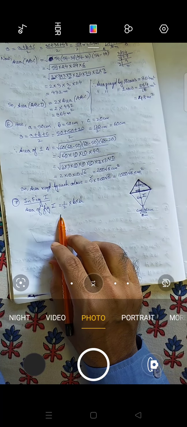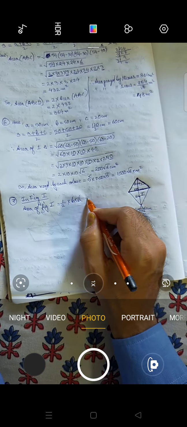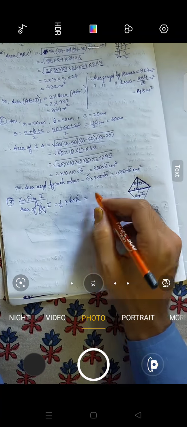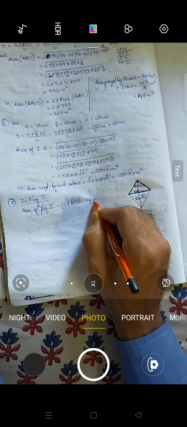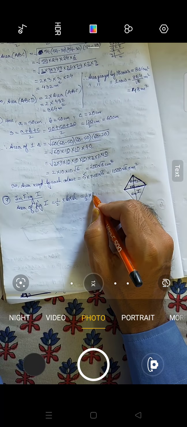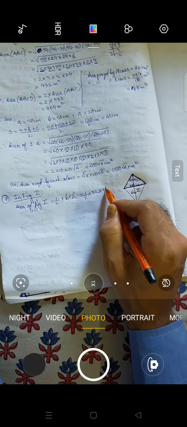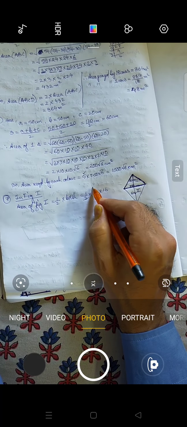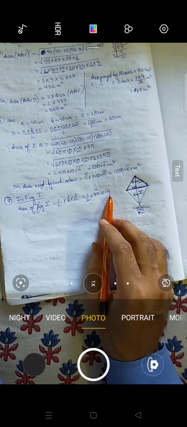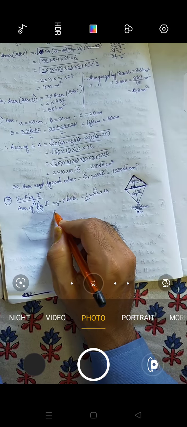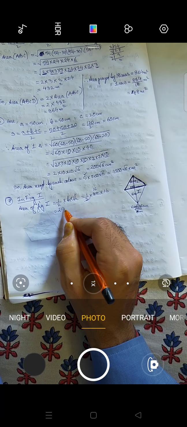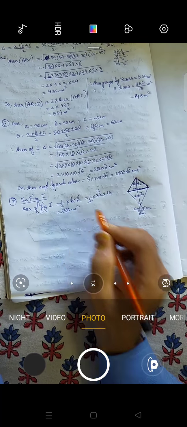Next line you can write it over here. I am saving my page. I will write here. You can write in the next line. Half into base is how much? 32 and height is 16. So we'll cancel this one. So we'll be having 16. Now 16 is 256. So we'll be having 256 centimeters square.